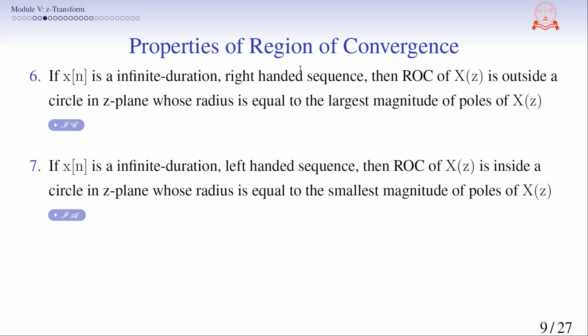If x of n is an infinite duration left-handed sequence, then the ROC of x of z is inside a circle in the z plane whose radius is equal to the smallest magnitude of poles of x of z.